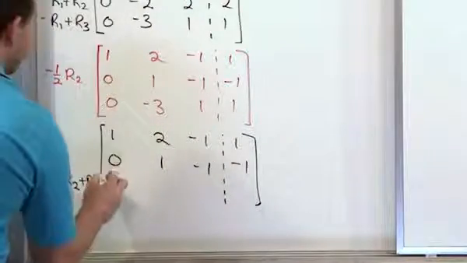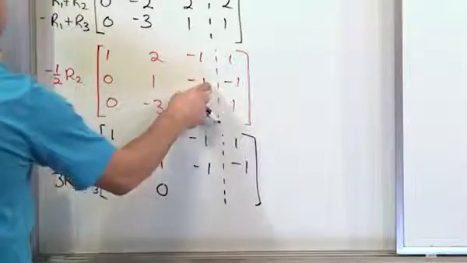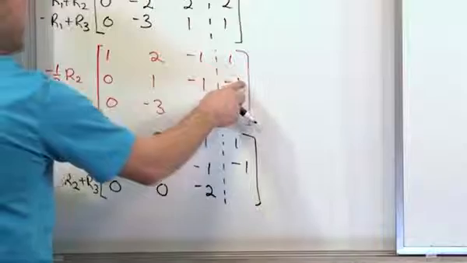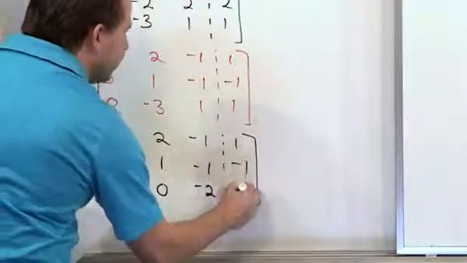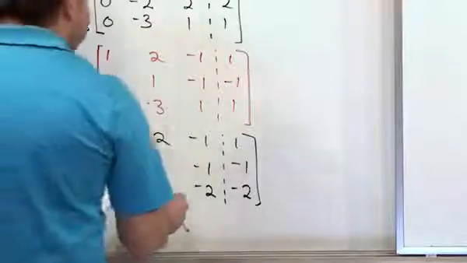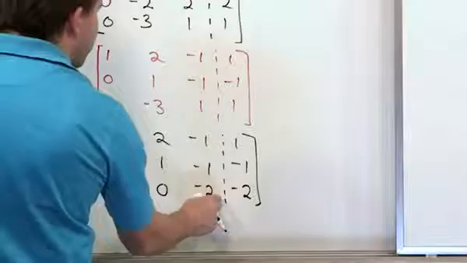Obviously here I'm just going to get 0. 3 times this added here, I'm going to get 0. 3 times this gives me negative 3, added here, get negative 2. 3 times this gives me negative 3, added here, I get negative 2. All right, so I'm getting much better. I've got zeros down below here. I've got 1s along the diagonal. The next step is to put a 1 here.